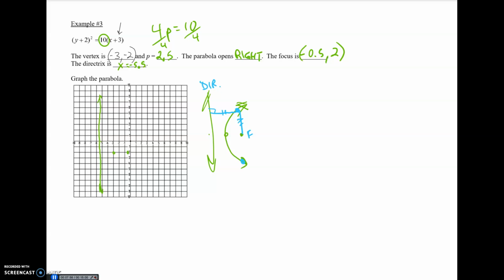And so if we figure out what that distance needs to be, like this distance right here between the focus and the directrix, well, that is 2.5 plus 2.5 is 5. So what I'm going to do is I'm going to go up 5, 1, 2, 3, 4, 5. Now I know this point has to be on my parabola because it's 5 units away from the focus and it's 5 units away from the directrix. Okay, so that point has to be there. And I go 1, 2, 3, 4, 5, and that has to be there.